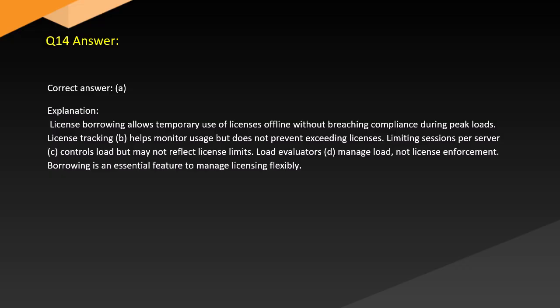Answer. Correct answer, A. Explanation. License borrowing allows temporary use of licenses offline without breaching compliance during peak loads. License tracking. B. Helps monitor usage but does not prevent exceeding licenses, limiting sessions per server. C. Controls load but may not reflect license limits. Load evaluators. D. Manage load, not license enforcement. Borrowing is an essential feature to manage licensing flexibly.